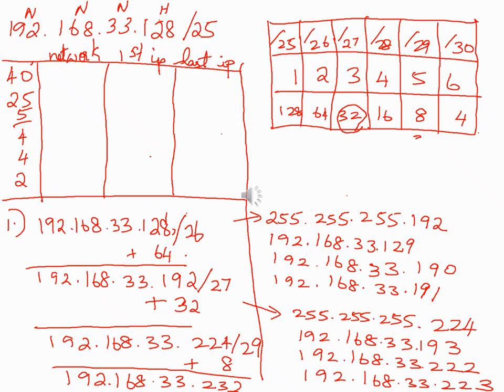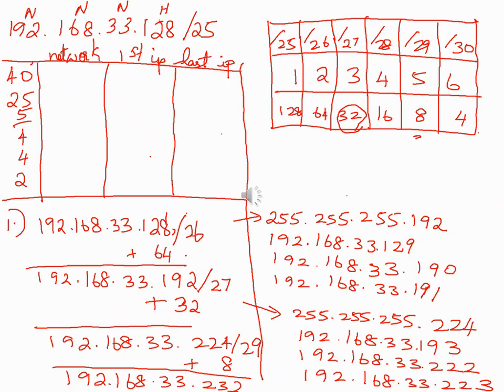So if you add 64, the new address will become 192.168.33.192. Now let us go to the next requirement. So for this 128 /26, you have to write what is the first address, what is the last address, what is the broadcast address, and what will be the subnet mask.